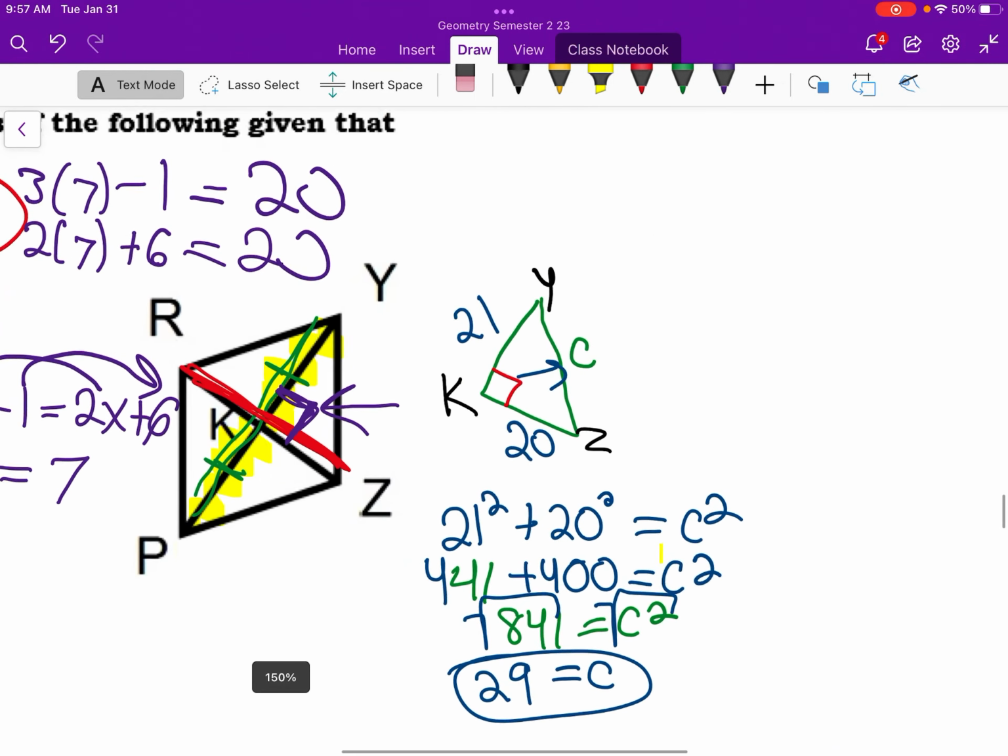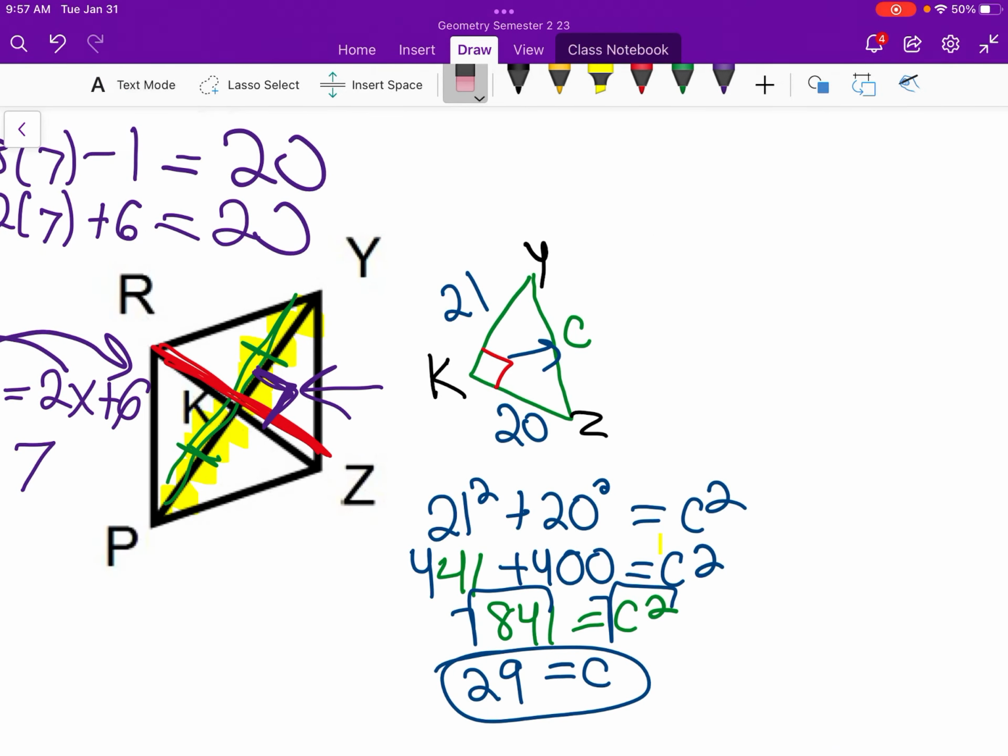So YZ is a corner piece, okay? It's one of the sides, all right? So let me draw what I'm looking at here. So this triangle right here, I have a 90 degrees, and I know that KY was 21 and KZ was 20. So I made a right triangle, and I did the Pythagorean theorem. A squared plus B squared equals C squared. I'm looking for this C because it's across the way from the 90 degrees.